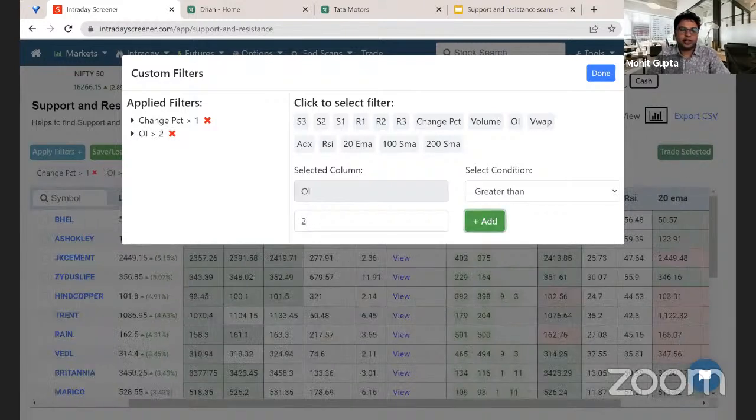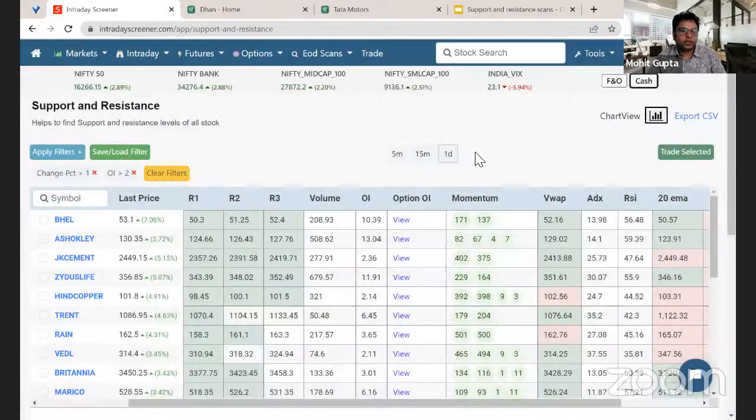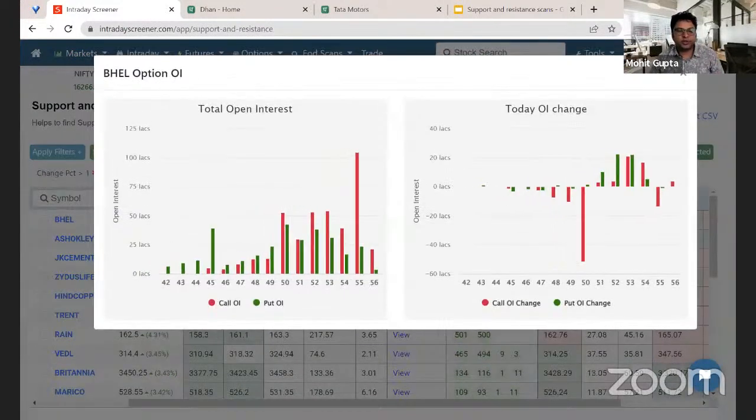So change percentage greater than 2 and OI greater than 2, and you can see all the long buildup stocks. In these long buildup stocks, if it is above R1, there also you can trade. Wherever such movement happens, obviously there will be futures buying, and in options you will see a general trend: call unwinding on the lower strikes, call shifting to the upward strike, and put writing on those important levels.